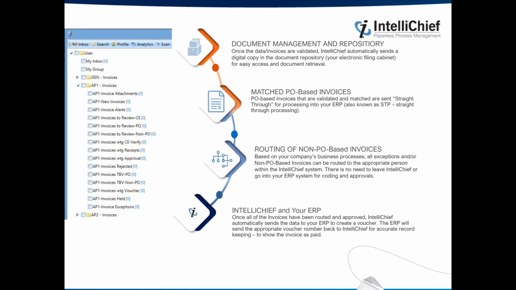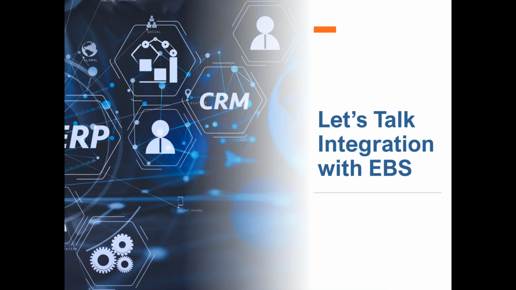So now that we have that in there, right, we've routed all this stuff, it's all approved, everything's good. At that point, now we create the voucher in EBS, and then when EBS assigns its voucher number to it, it actually sends the voucher number back to IntelliChief. Now our transaction is complete, if you will. We could do the payment. So that's a real quick run through of it, but how does it work?